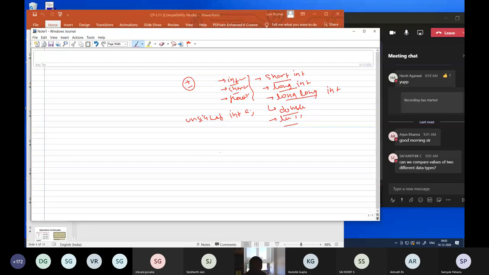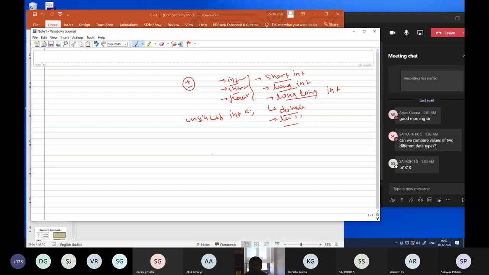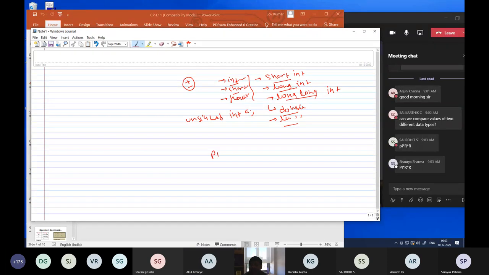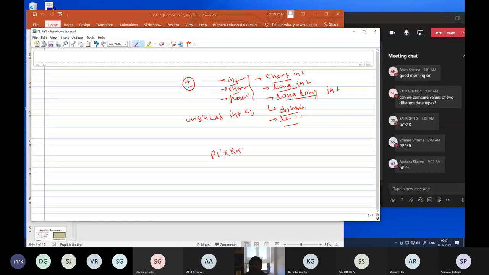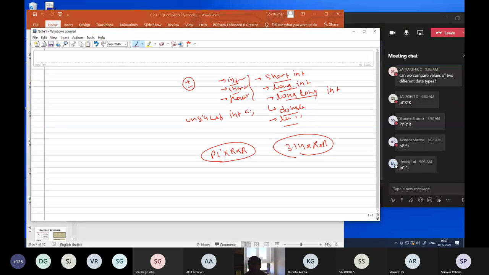Now assume that someone asks you, what is the area of circle? Anyone? Pi r square. So basically we are saying pi r into r. We are not saying 3.14 into r into r. Most of the time, if someone asks you directly, we say pi r square.